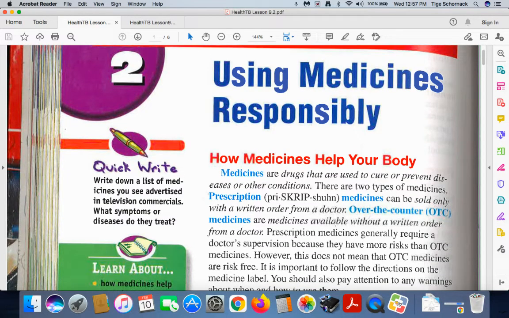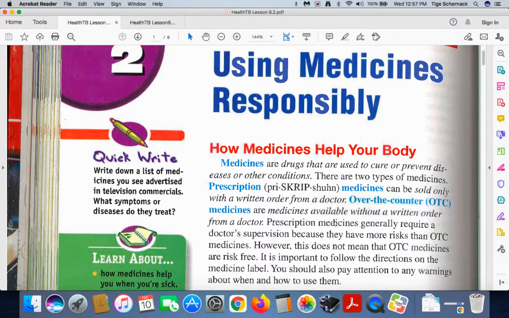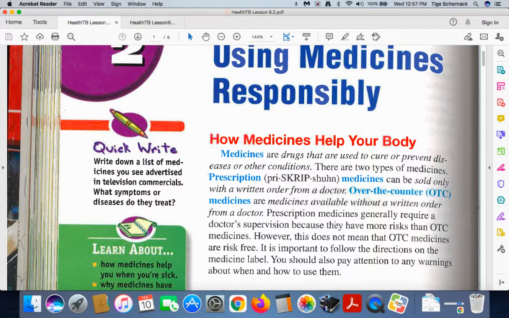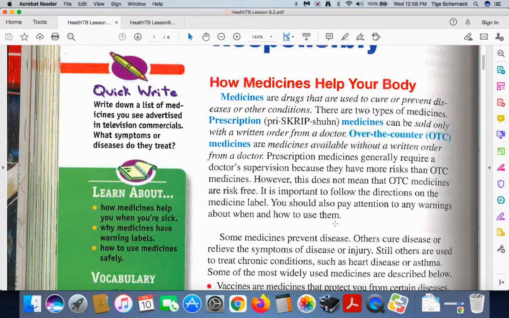Chapter 9.2, Using Medicines Responsibly. How medicines help your body. Medicines are drugs that are used to cure or prevent diseases or other conditions. Again, I would put that in your notes. There are two types of medicines. Prescription medicines can be sold only with a written order from a doctor. Over-the-counter or OTC medicines are medicines available without a written order from a doctor. Put those in your notes.